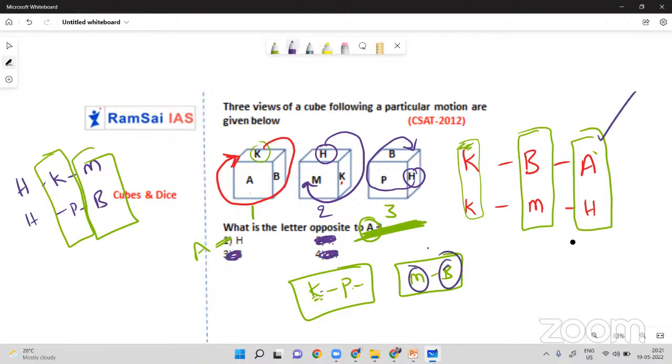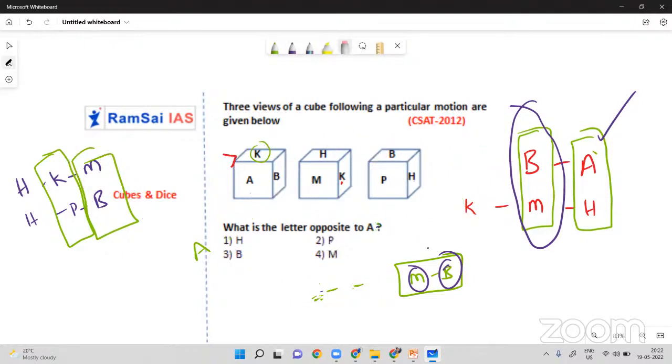And of course we got the same here. And here also, can you observe B and M are opposite? Of course it will be the same because they are three different views of a single cube, right? So let me explain the same once again.